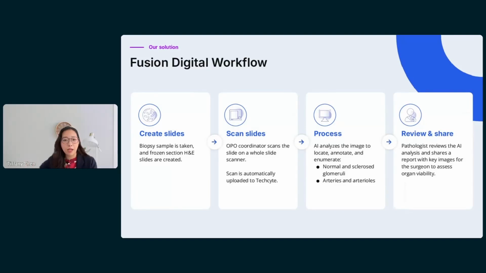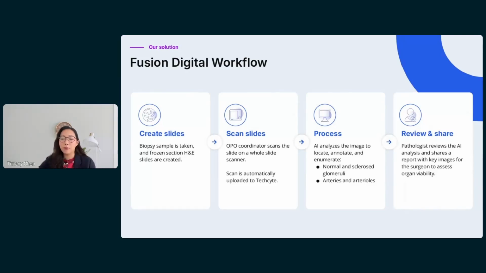So for kidney biopsies for organ donation, after the biopsy samples are taken, they're scanned in by the OPO coordinators using a whole slide scanner. These images are then uploaded to the Techcyte cloud, where our AI will analyze the slides. The AI will detect, annotate, and enumerate all the glomeruli and help distinguish between the normal glomeruli and the globally sclerosed glomeruli, which Dr. Campsen had mentioned is an indicator of kidney viability. Our AI can also identify other entities, like arteries and arterioles.